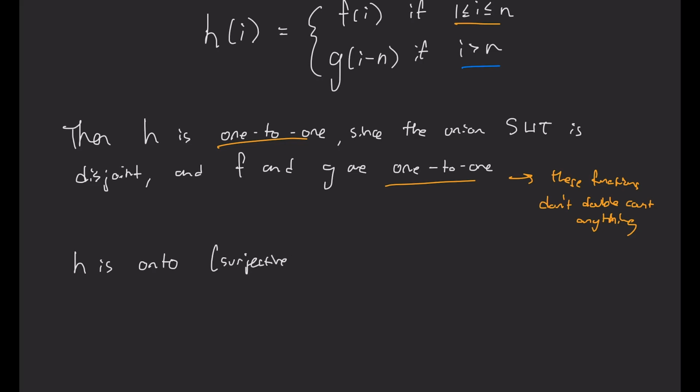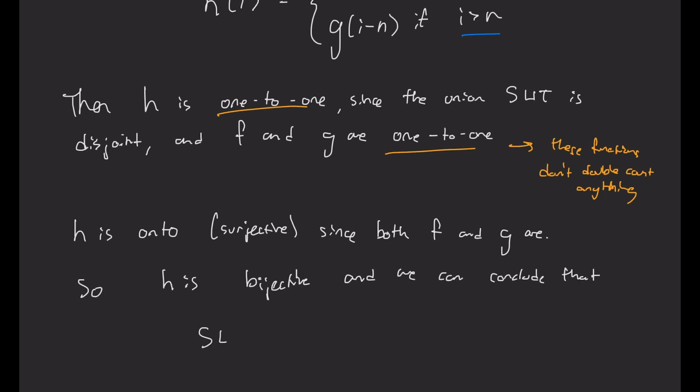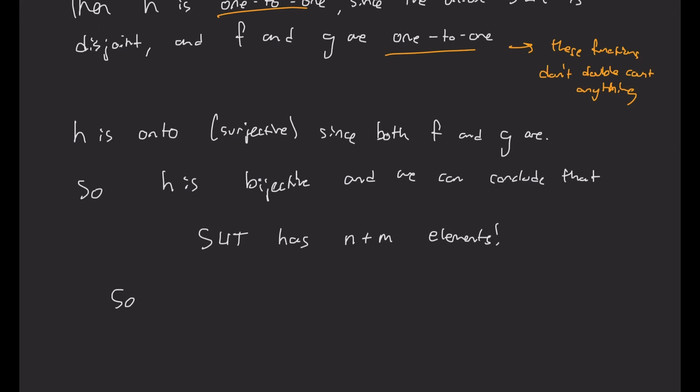Also, h is onto, or surjective, since all the elements of S are being hit by f, and all the elements of T are being hit by g. So in other words, since f and g are surjective, so is h, and combining those together gives us a bijection h. So in other words, I've checked the definition and I see that combining n objects together with m objects, I get n plus m objects.